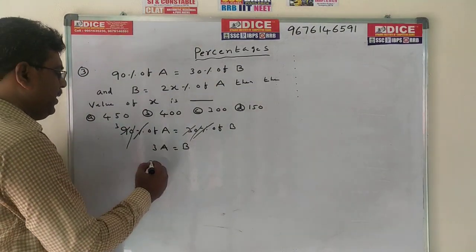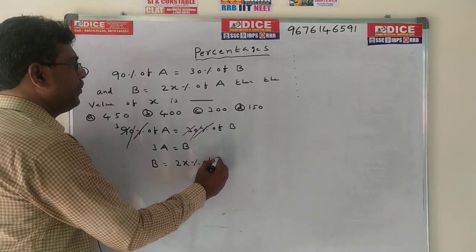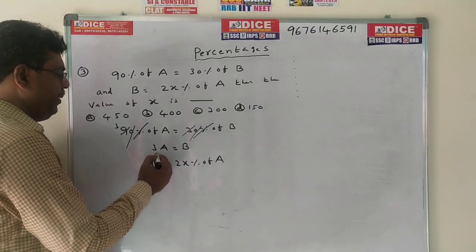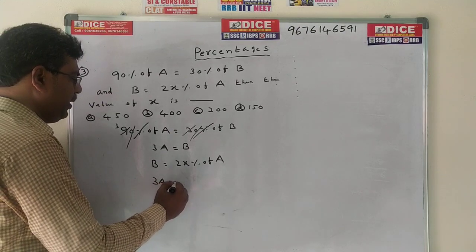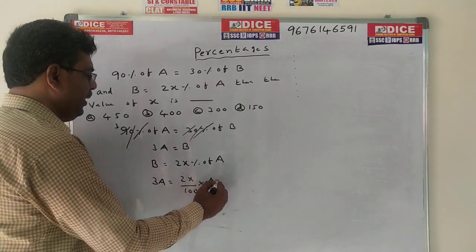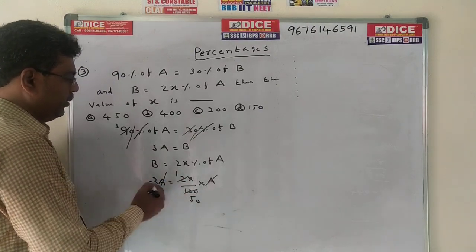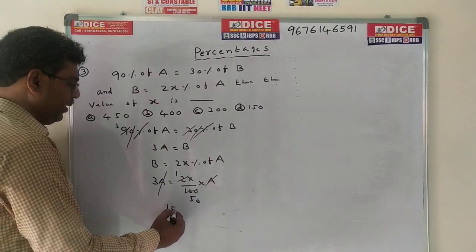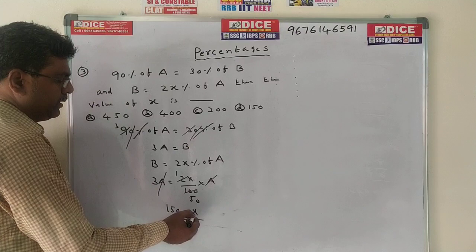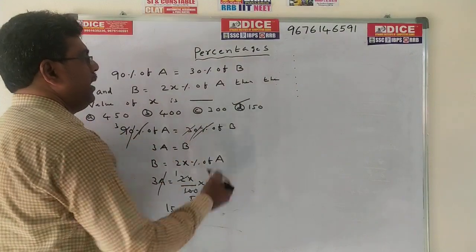Now take the second condition, B is equal to 2x% of A. Now you can write down in place of B, B means 3A. 3A is equal to 2x by 100 into A. This A and A cancel, 2 ones are 2, 50 times. Send 50 to this side, 3 into 50 is 150. 150 is equal to X. So the right answer is 150. Write down this one, you can go for the next method.